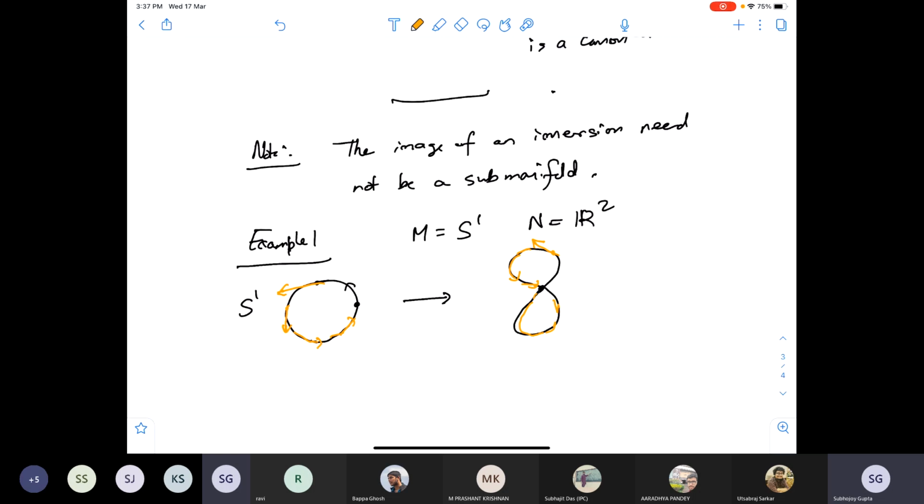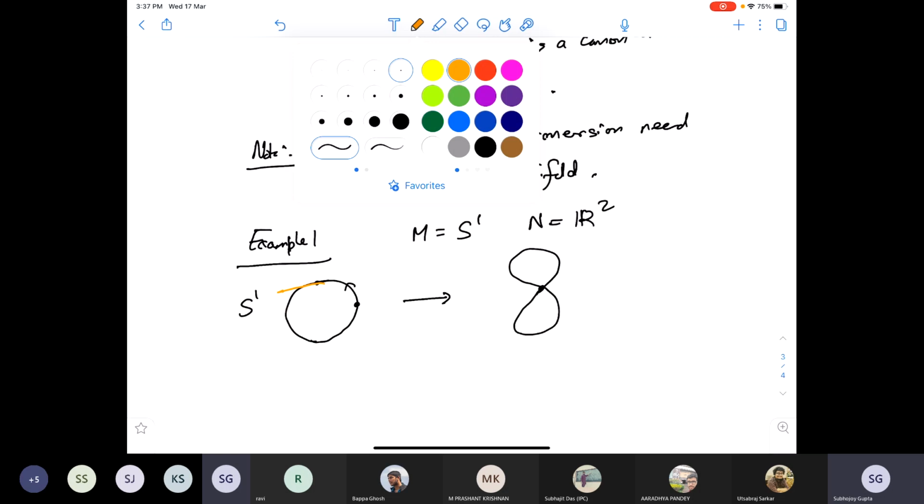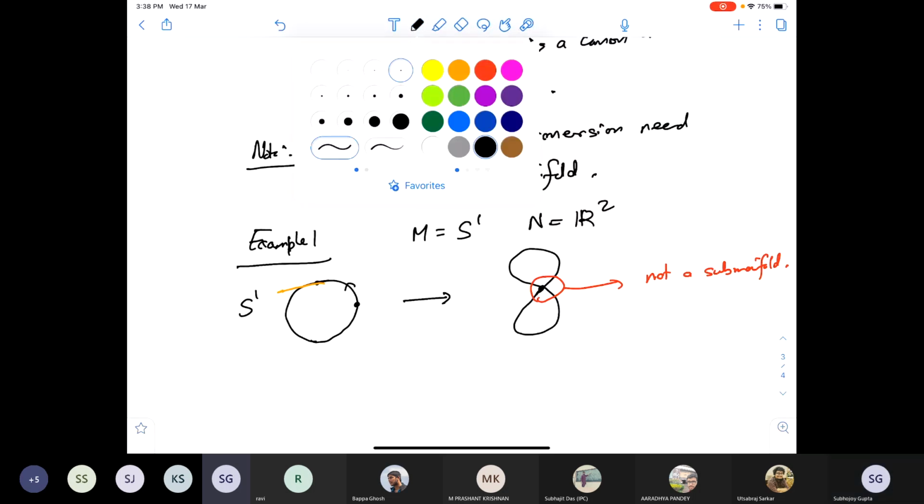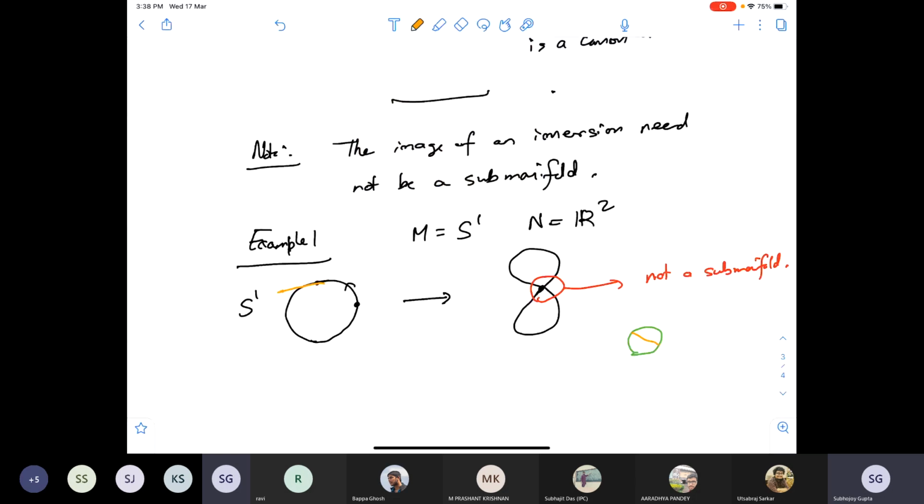So this is an example of an immersion, and the image is not a manifold. Let me just remove these orange thingies. The image is this figure 8, and it's not a manifold around this point. Maybe I should say it's not a submanifold. For a submanifold, remember you can straighten out, so that it looks like a slice. So you have a point and you have a slice. This orange part is a submanifold.